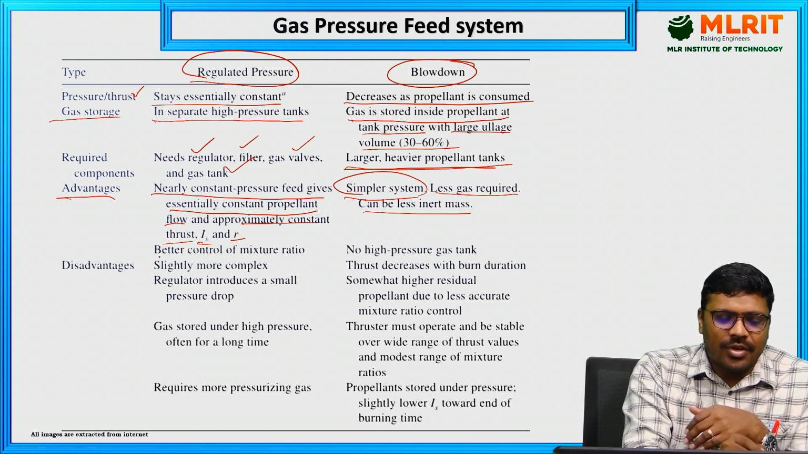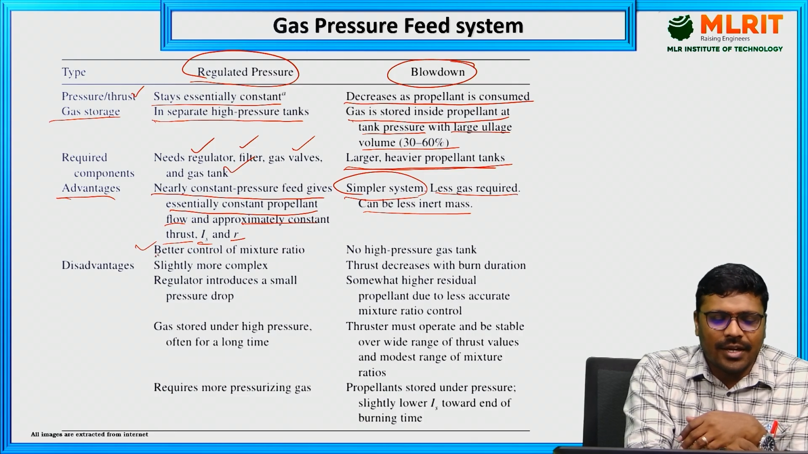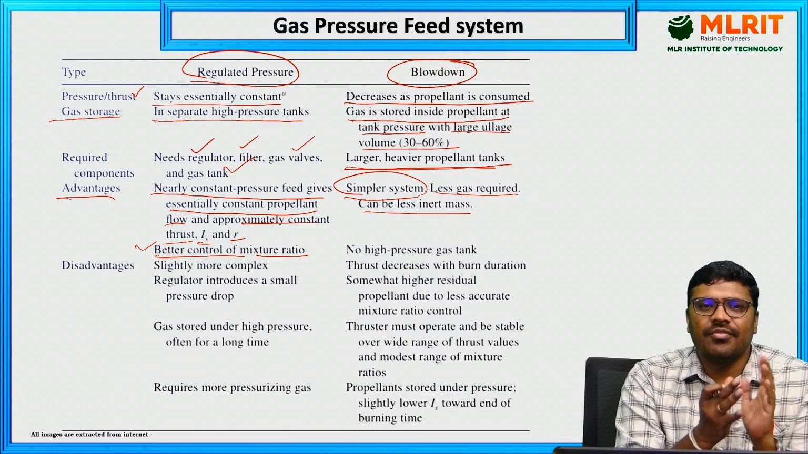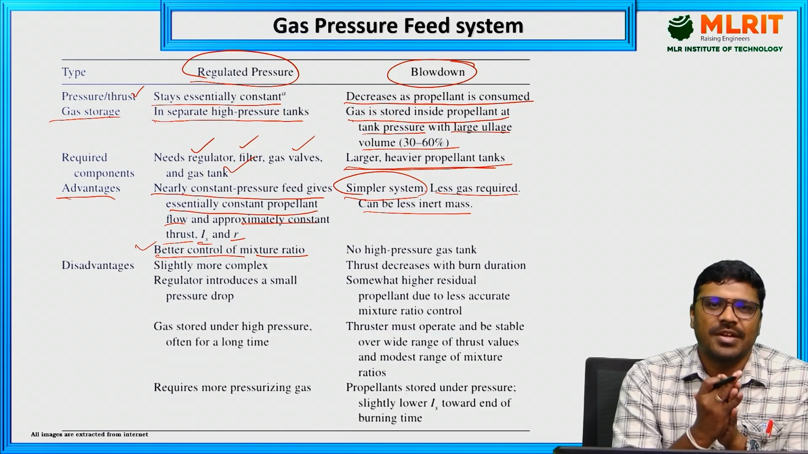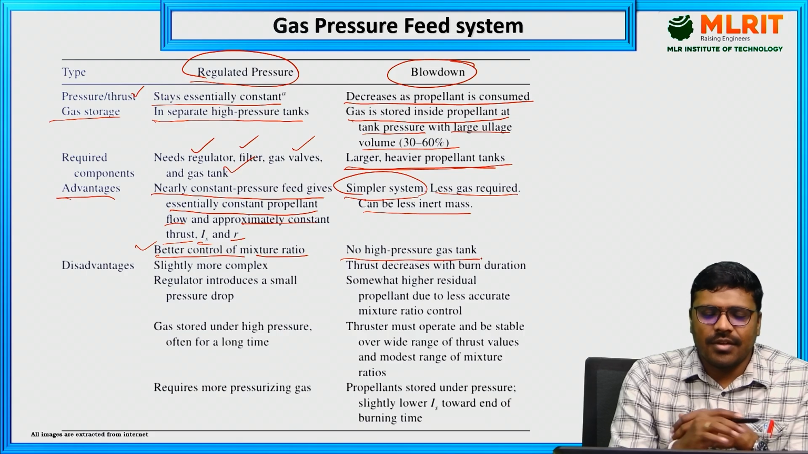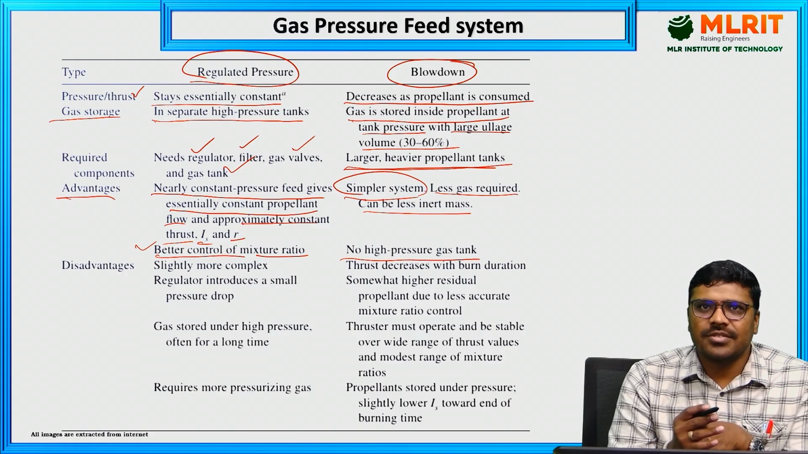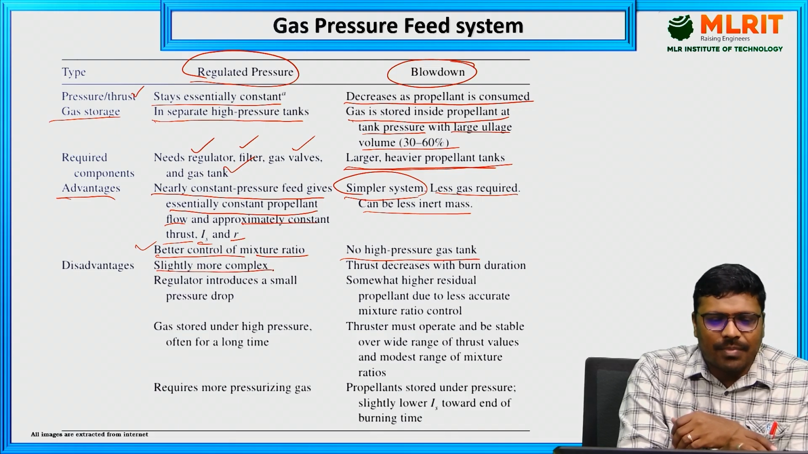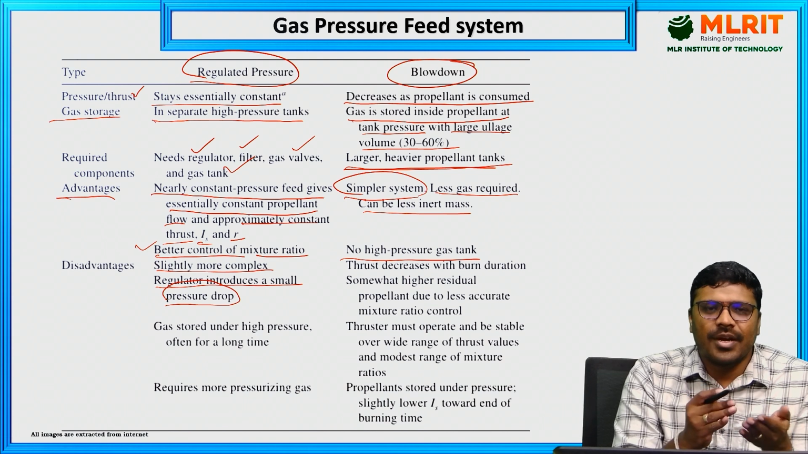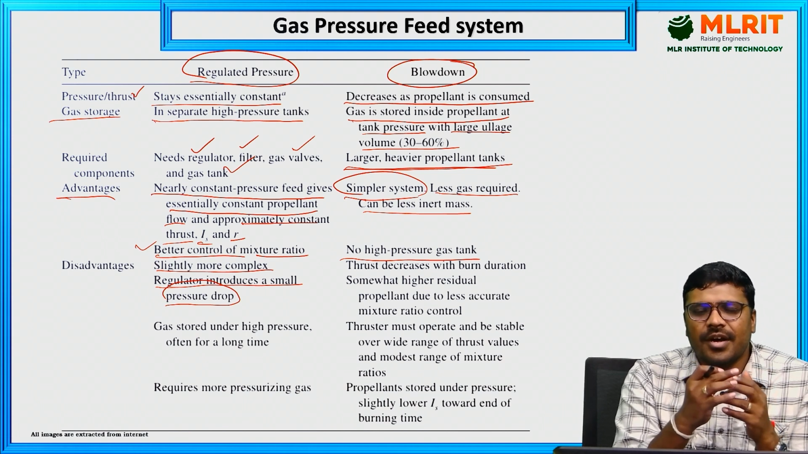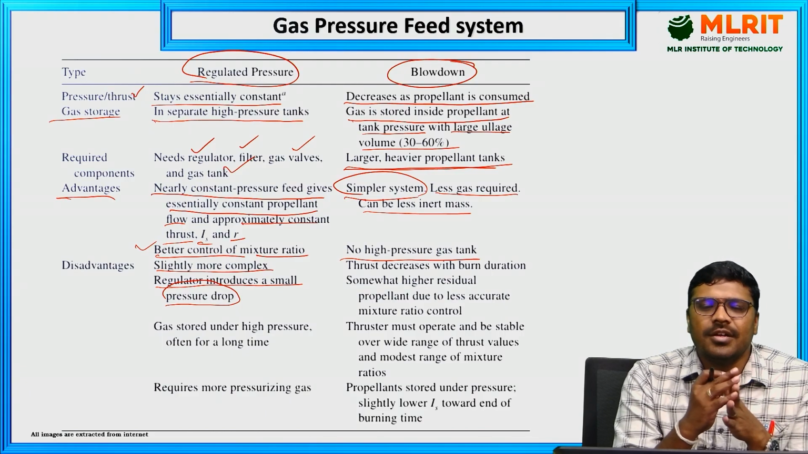And one more advantage for the regulated mode is better control of mixture ratio. We can maintain the proper mixture ratio of fuel and oxidizer with the help of the pressure regulator. Coming to the blowdown, there is no high pressure gas tank. Next, the regulated mode is slightly more complex, right? And the regulator introduces a small pressure drop. Whatever pressure regulator you maintain, that will lead to a small pressure drop in the regulated mode.